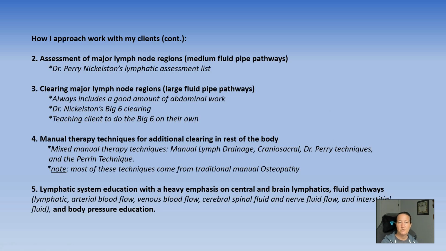And then once I've gone through that assessment, I do a major clearing of what Dr. Perry Nicholson dubs as the big six. So that's starting with the collarbones, the cervical lymph nodes, nodes in the chest, work in the abdomen, the inguinal nodes at the hip, or really where the leg meets the groin, and then behind the knees. And so we go through those, and then when they come back, we do a mix of some other manual techniques, whether it's brain draining with Dr. Perrin and his Perrin method, or other fluid flow techniques. So we'll work from there.